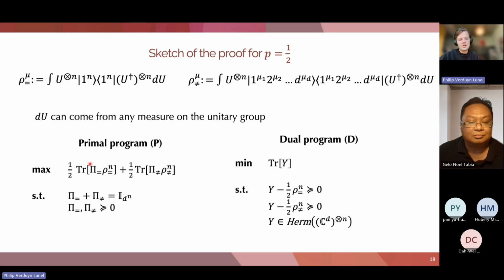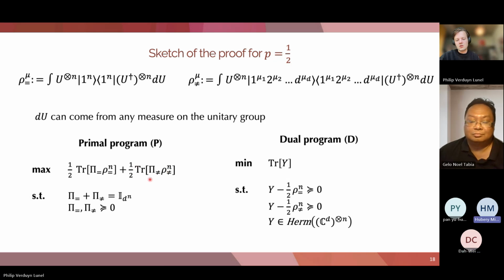So what I'm interested in is finding a POVM set, P equal and P unequal. They have to be a POVM, so they have to be positive matrices, and they have to sum up to identity. This first term is the probability of answering equal, so measuring P equal, that's having measurement outcome equal, when the input was equal. And the second term means the probability of measuring unequal when the input was unequal.